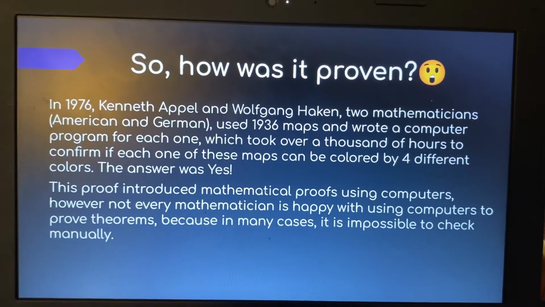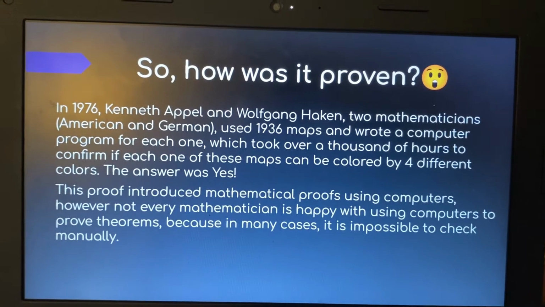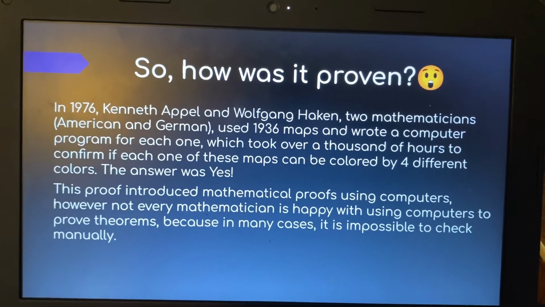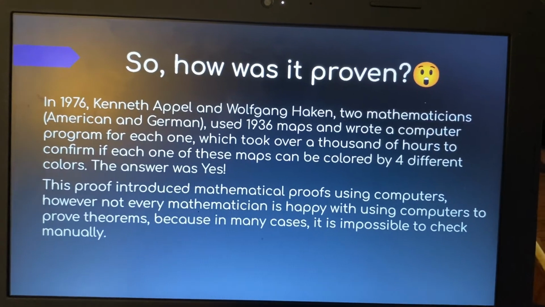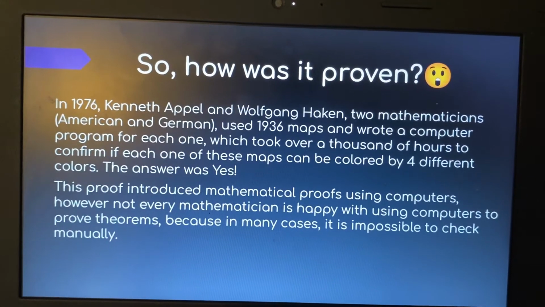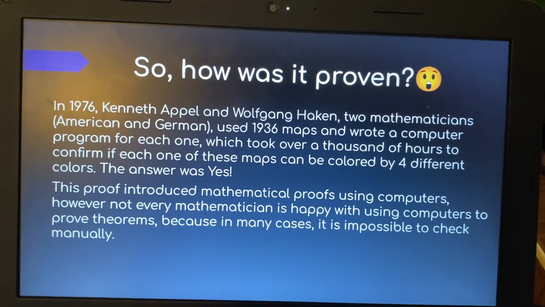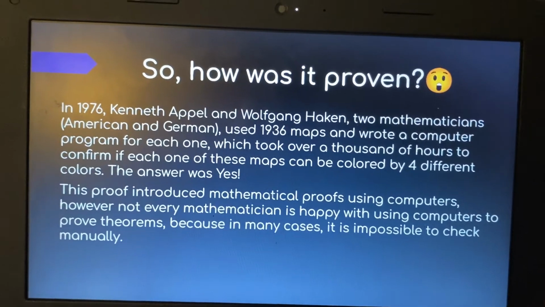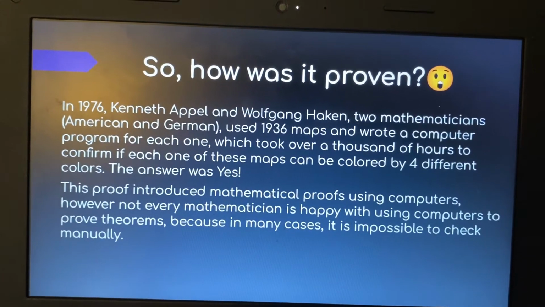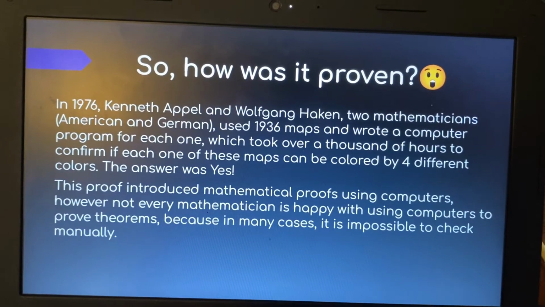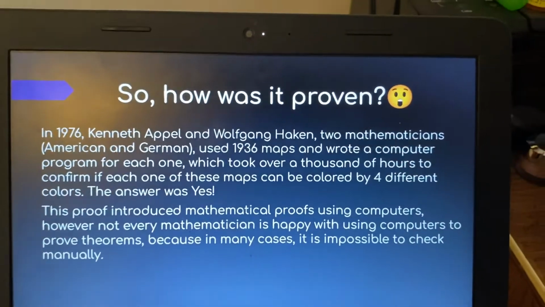So how was it proven? In 1976, Kenneth Appel and Wolfgang Haken, two mathematicians, American and German, used 1936 maps and wrote a computer program for each one, which took over 1,000 hours to confirm if each one of these maps can be colored by four different colors. The answer was yes. This proof introduced mathematical proofs using computers. However, not every mathematician is happy with using computers to prove theorems because in many cases it's impossible to check manually.